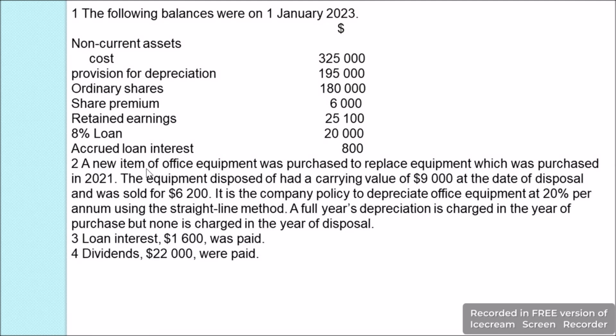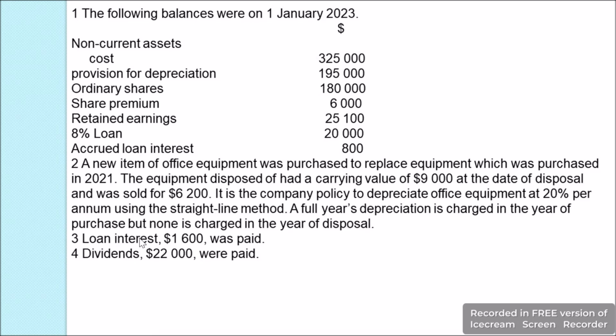Furthermore, a new item of office equipment was purchased to replace the equipment which was purchased in 2021. The equipment disposed of had a carrying value of $9,000 at the date of disposal and was sold for $6,200. It is the company policy to depreciate office equipment at 20% per annum using the straight line method. A full year's depreciation is charged in the year of purchase but none in the year of disposal.